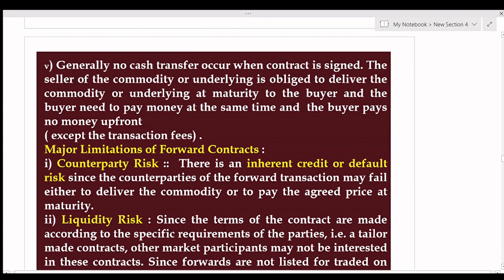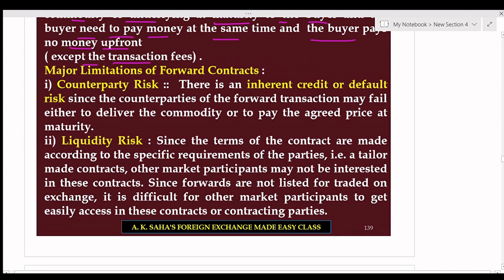Generally, no cash transfer occurs when the contract is signed. The seller of the commodity or underlying is obliged to deliver it at maturity to the buyer, and the buyer needs to pay money at the same time. The buyer pays no money upfront except the transaction fees.